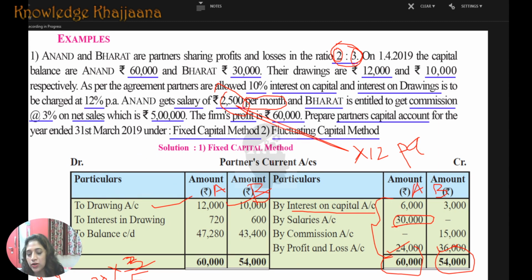So due to drawing, the figure amount has been decreased, right? Drawings we always write on the debit side: 12,000, because it is a personal account, and 10,000 we have written. Then 10% interest on the capital we have done. Interest on drawings is to be charged at 12%, right?